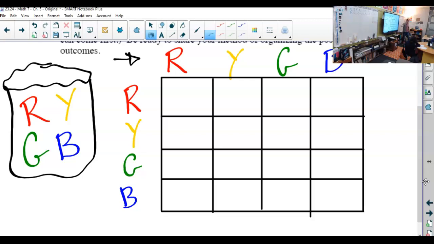So there's my bag, red, yellow, green, blue. We want to practice making this table. So across the top, red, yellow, green, blue. Down the side, red, yellow, green, blue.